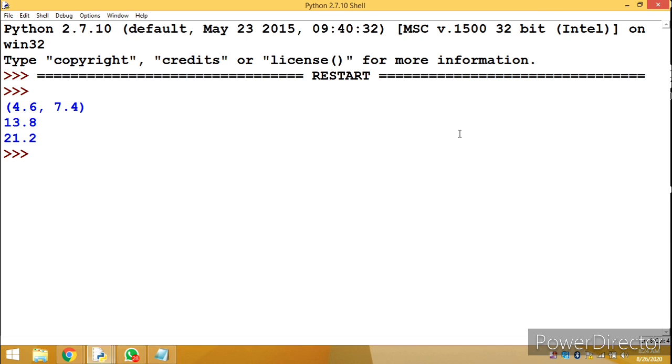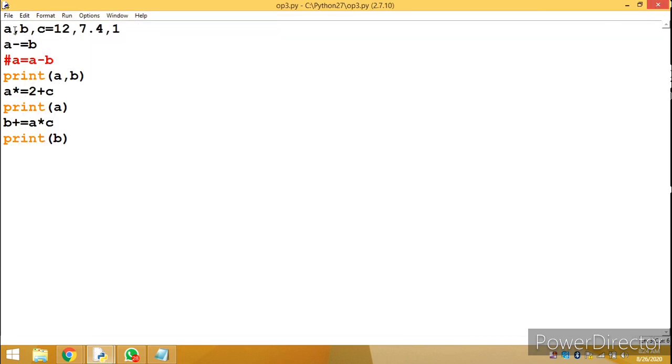Sir, in this the data type was integer. No, look here. A is having the integral value, B is having the float value, and C is having the integral value. A is holding the value 12, B is holding the value 7.4, and C is holding 1.